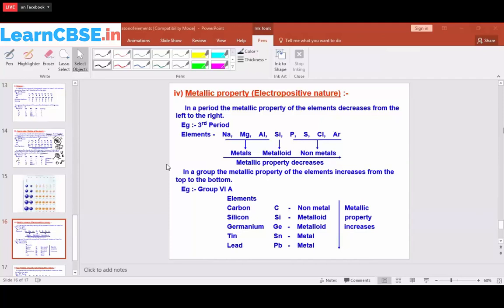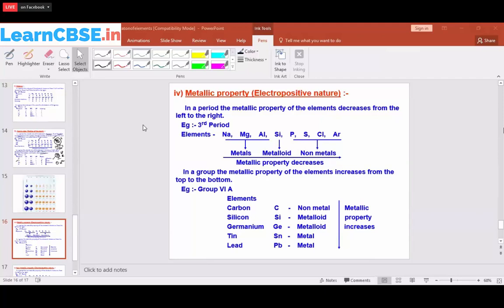When we are moving along, slowly the metals become a metalloid and then non-metals, because metals are always losing electrons. But once we move from left to right in the periodic table, the element starts gaining electrons to complete the outermost shell. So the non-metallic character will come.